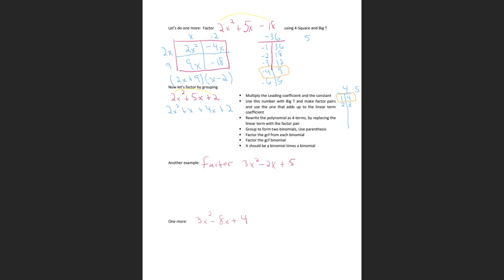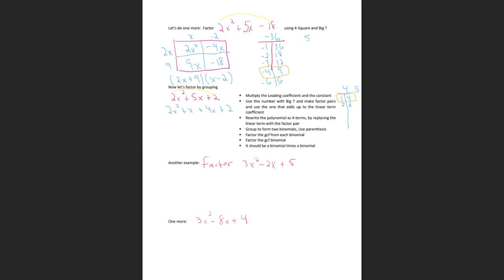So we multiply the leading coefficient and the constant. 2 times 2 gave me the 4. And remember, we have to get this 5 here. So we're going to use big T, and we're going to figure out which ones adds up to that linear coefficient. We did. That 1 and 4 was my winner. So we want to rewrite the polynomial with 4 terms. So we're going to replace the linear term with that factor pair. So that's what we just did.